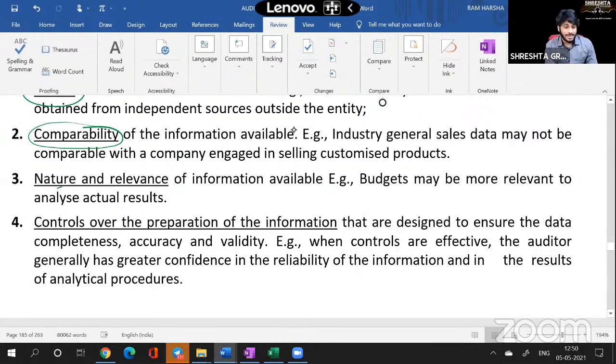Check it out. Nature and relevance of information. Is that information relevant? Controls over preparation of that. You got some data, right? Who prepared that? Is it prepared in a proper controlled environment? So check it out. This question has been asked for 3 to 4 marks in November 2019.